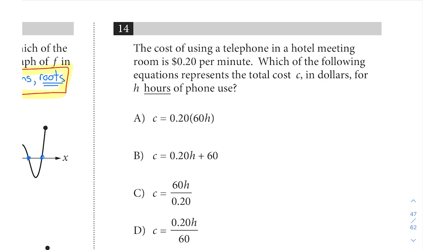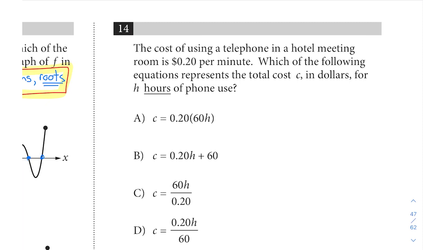Let's move on to 14, and here it says the cost of using a telephone in a hotel meeting room is 20 cents per minute. Which of the following equations represents the total cost, C, in dollars, for H hours of phone use?